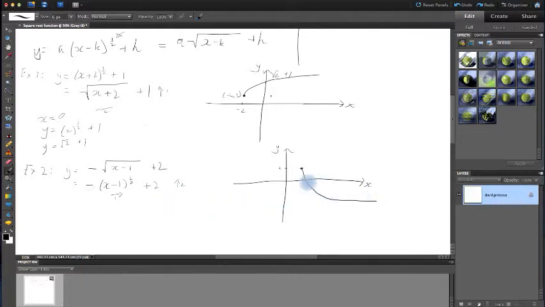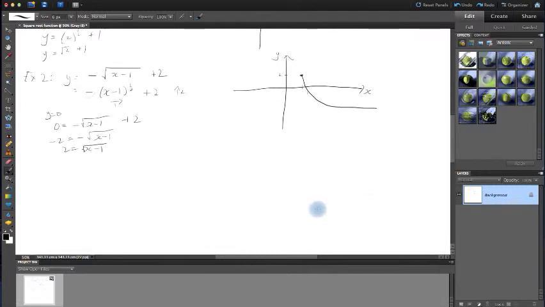Okay, so here it's crossing the x-axis, so we need to find the x-axis intercept. For the x-axis intercept, that's when y equals 0. So 0 equals negative root x minus 1 plus 2. So we'll subtract 2 from both sides. Now we'll multiply by -1. I'll just shift down, get some more space.